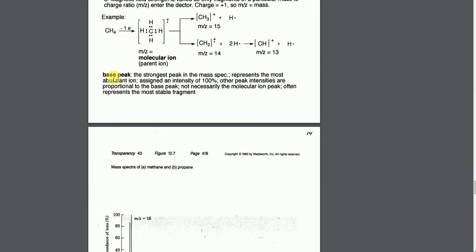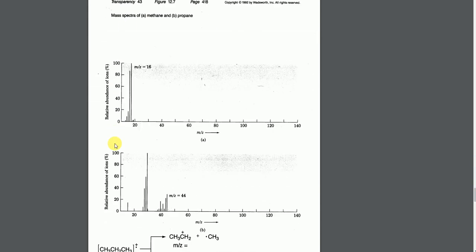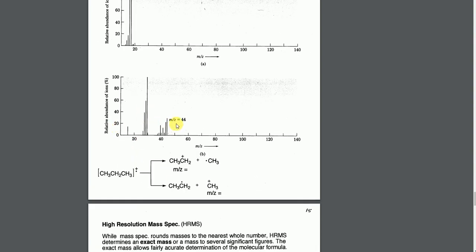Now she has this term base peak. Base peak is the strongest peak in the mass spec. It represents the most abundant ion, assigned an intensity of 100%. Other peak intensities are proportional to the base peak, not necessarily the molecular ion peak, which often represents the most stable fragment. So that's a bunch of words, but let's look at this right here.